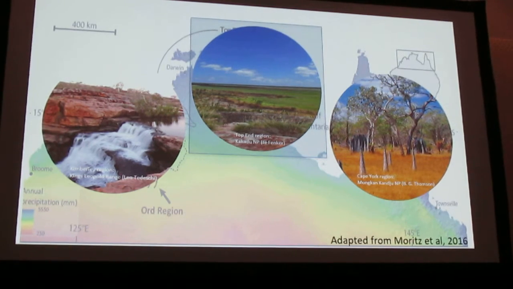So we usually divide this area into 3 different regions. So the Kimberley, which is the one with the waterfall picture, is a more arid area. We also have the Cape York that is in contact with the wet forests in Australia, and the middle one that is the Top End region and the one that we will be focusing on today.